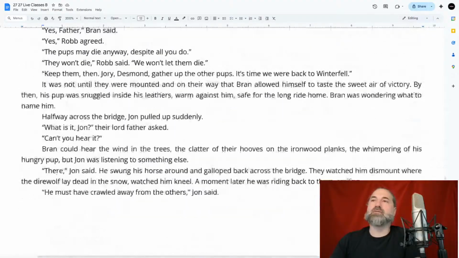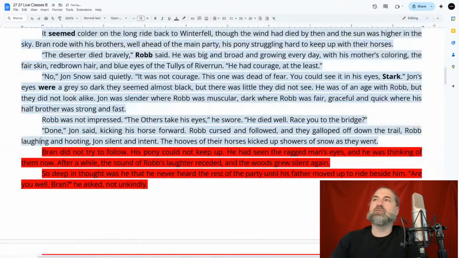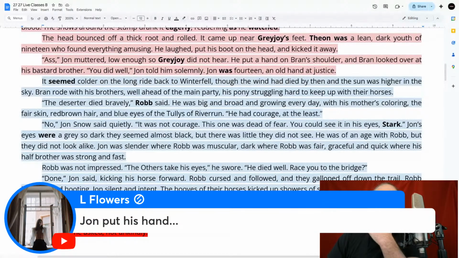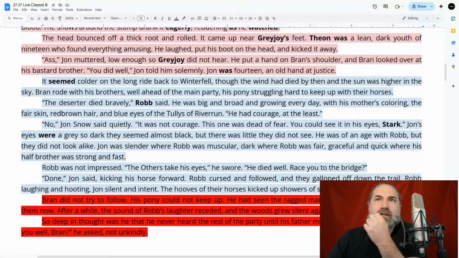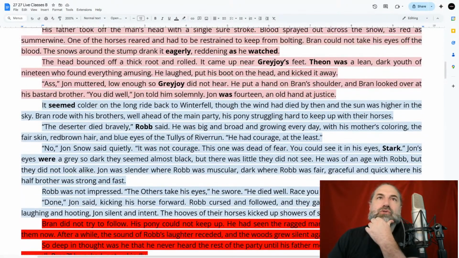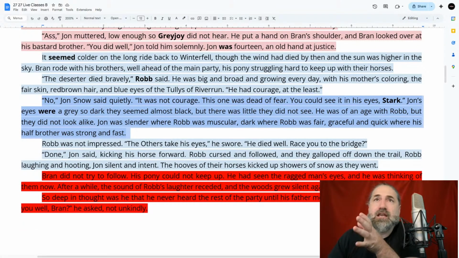All 2,000 words. Okay, so Jon put his hand. Yes, Jon did put his hand, but Bran rode. This is Bran's POV right here. Bran rode with his brothers, right? And then this is Robb talking. And then Jon takes over. "No," Jon Snow said quietly. And this is them talking.